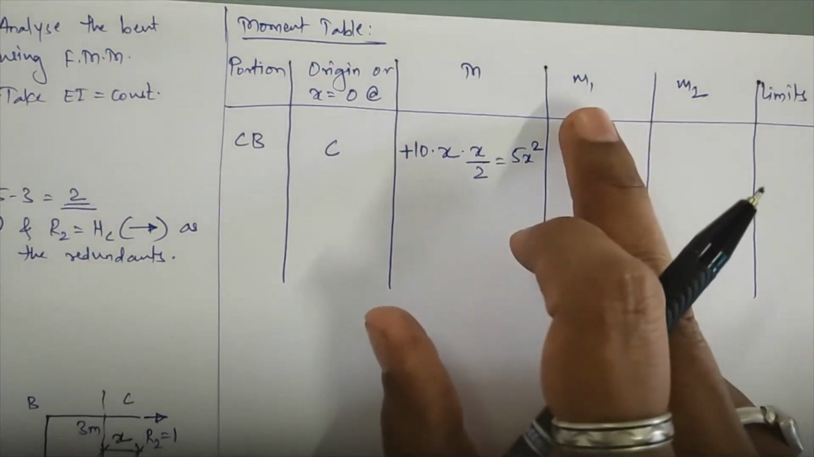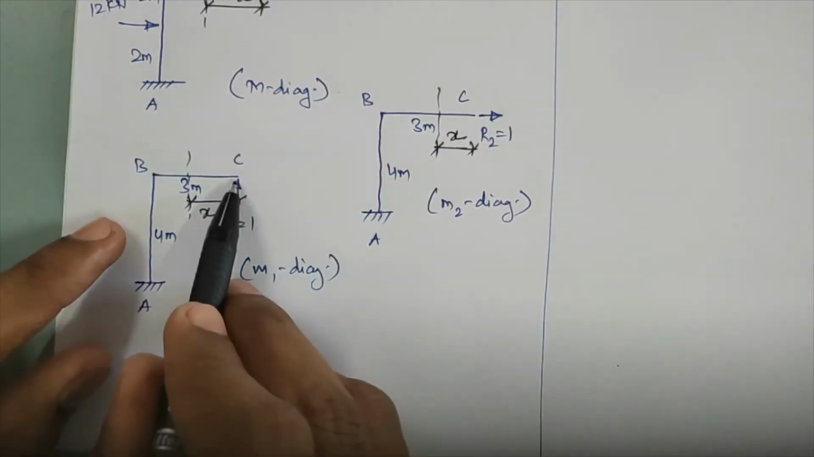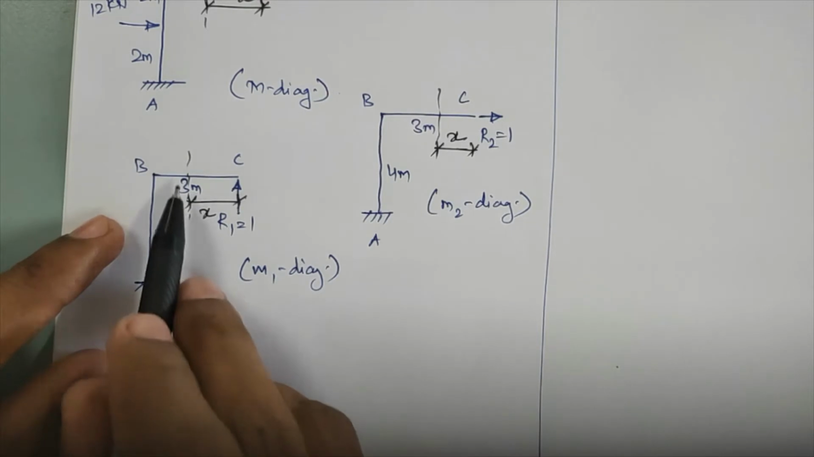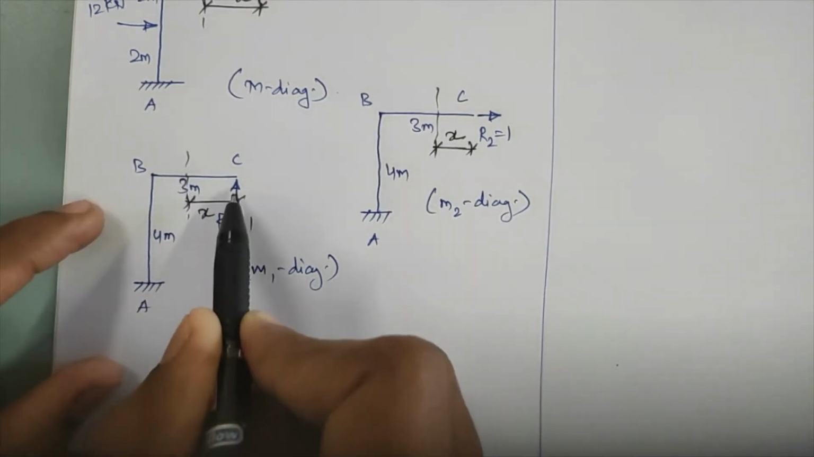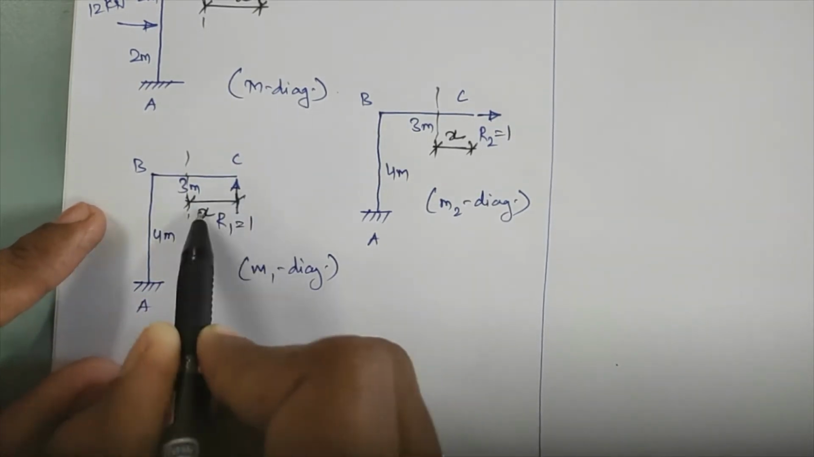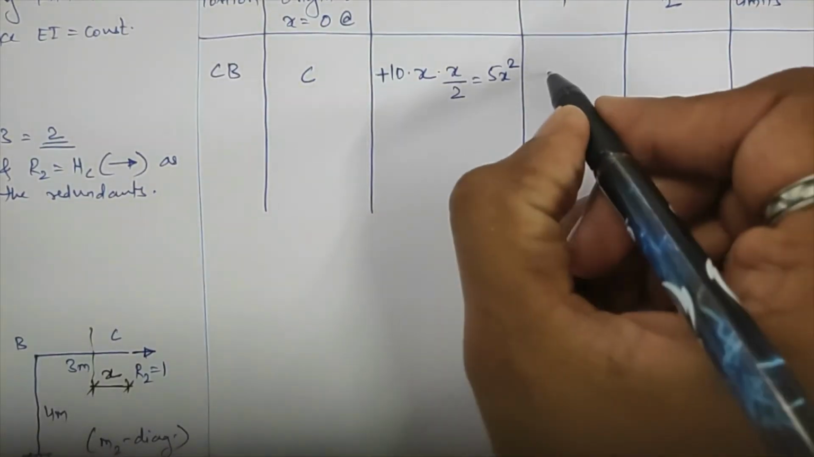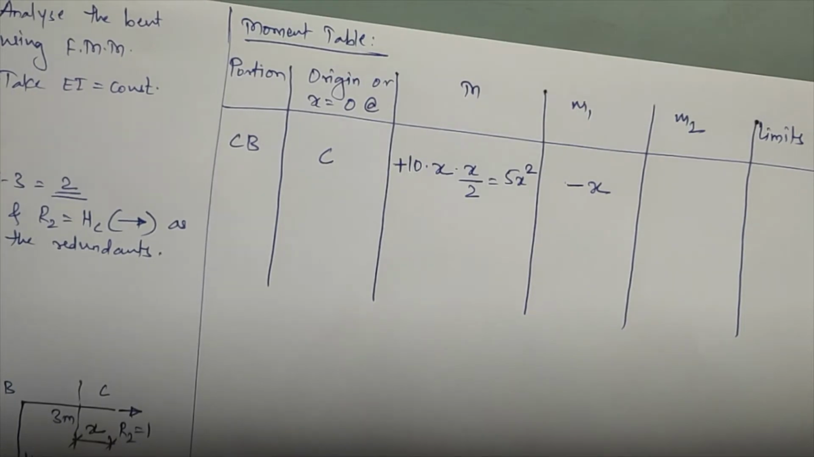Okay, now next I'll look at the m1 diagram. In m1 you have the loading of R1 equal to 1 up to this section. So the moment of this R1 around this section will be R1 into x, that is 1 into x, and that moment will be anti-clockwise in nature, so it will be negative. So I'll write here minus x in small m1.